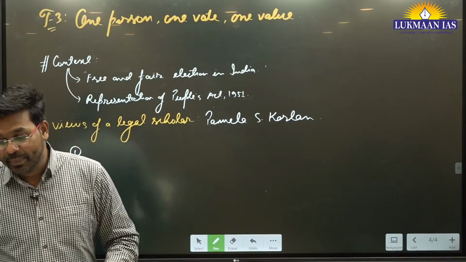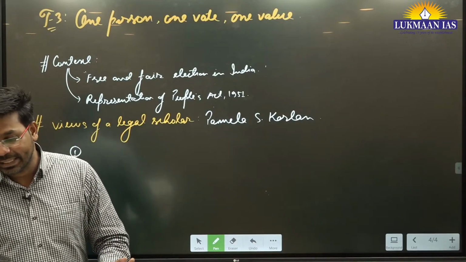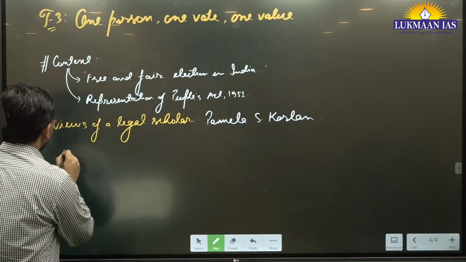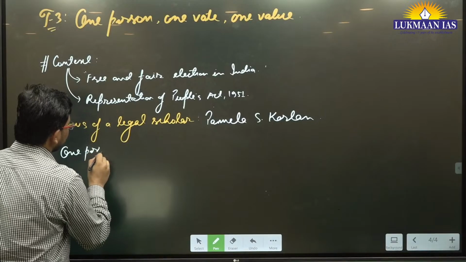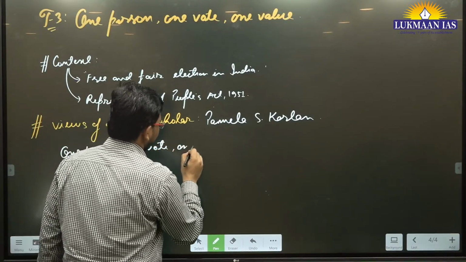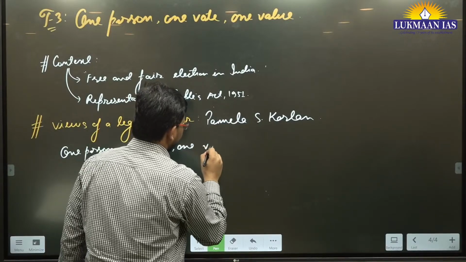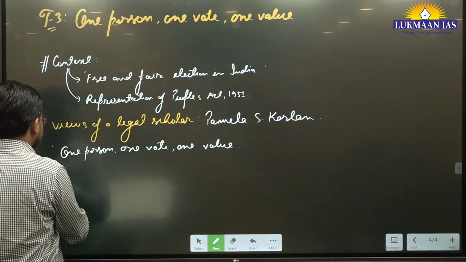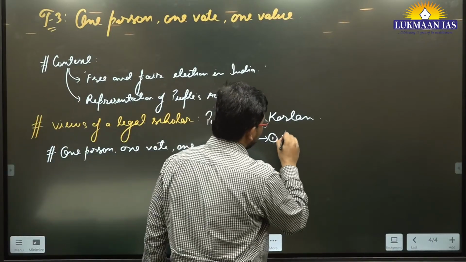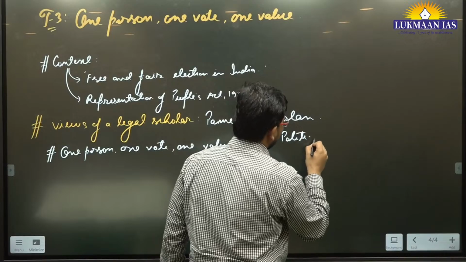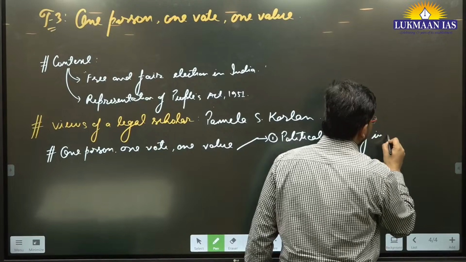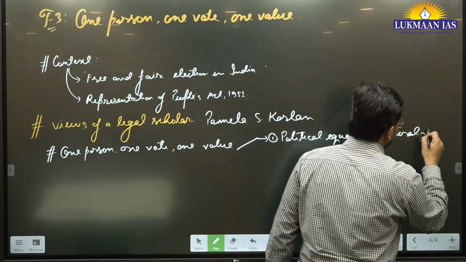she has said that one person, one vote, one value can be a constitutionally guaranteed thing. It is political equality in liberal democracies, right? So when we talk about one person, one vote, one value, what does it give? Number one, political equality in liberal democracy.